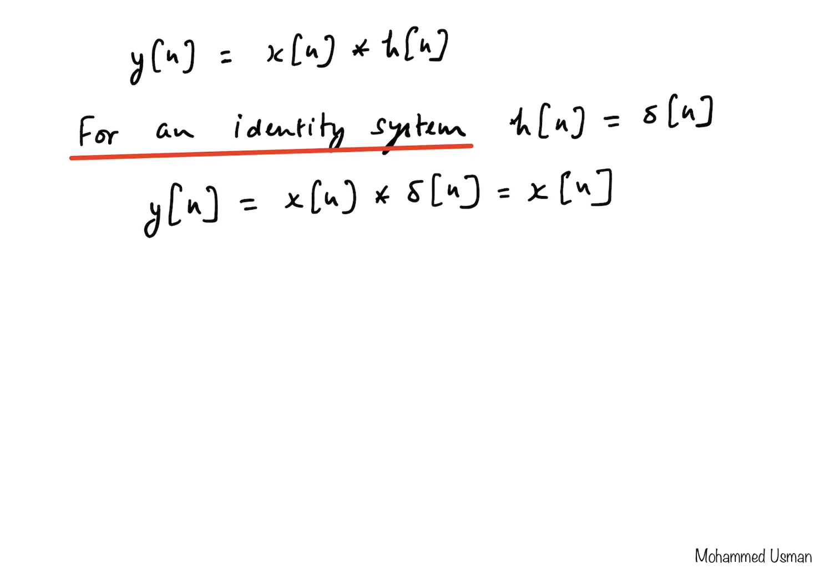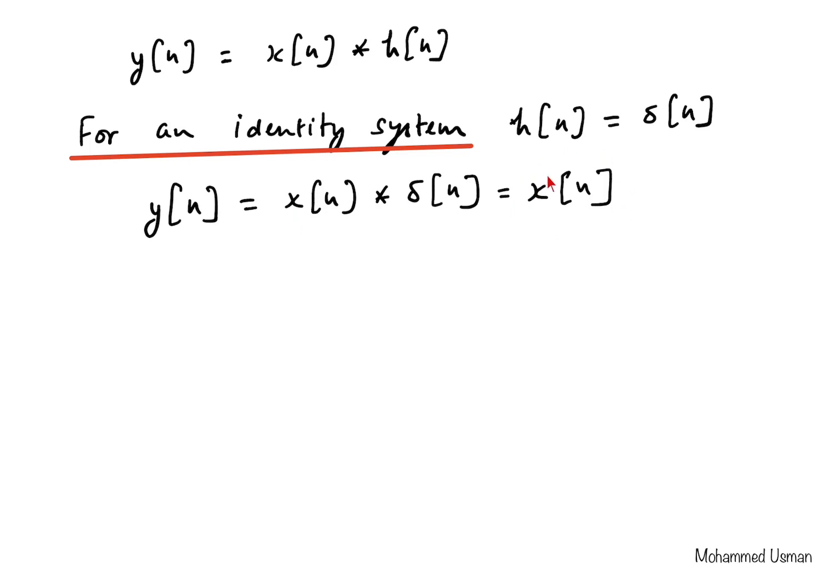So that leads us to an important observation. The observation is that for the convolution operation, the unit impulse function is the identity function. Just like in multiplication, you have 1 as the identity value, right? Anything multiplied by 1 gives the same value. 5 into 1 is 5. x into 1 is x. Similarly, for the convolution operation, any signal convolved with the unit impulse function gives back the same signal.